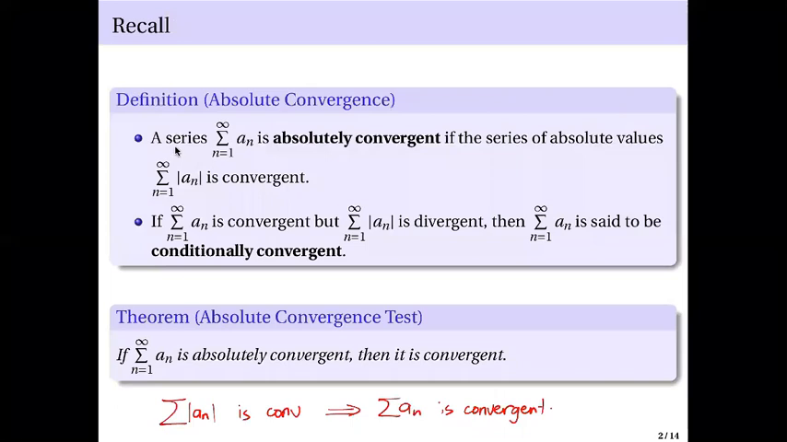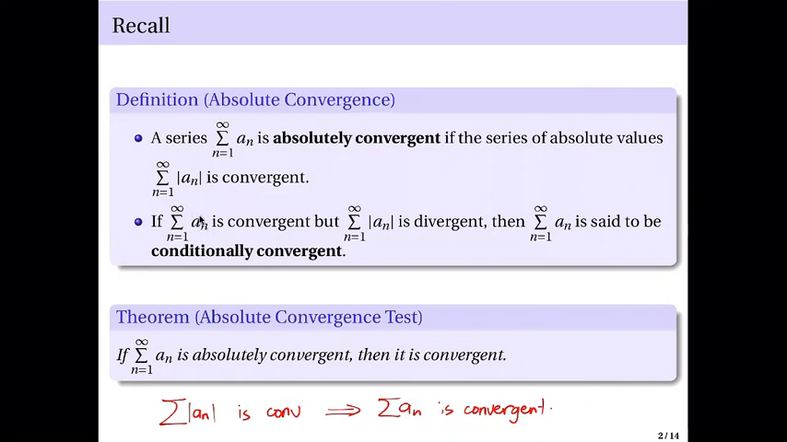So we recall the definition. A series, sum an, is absolutely convergent if the series of the absolute values, sum absolute value an, is convergent. So you start with this series, okay? And then you take the absolute values of the terms, and then you now have a new series. So you determine whether that new series is convergent or divergent. If it is convergent, then the original series is absolutely convergent.